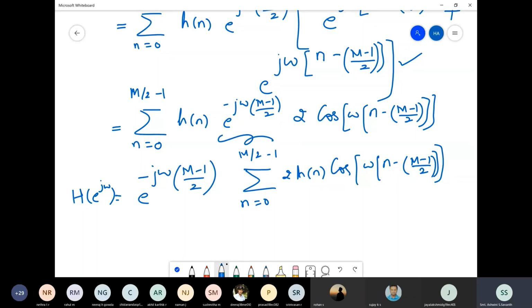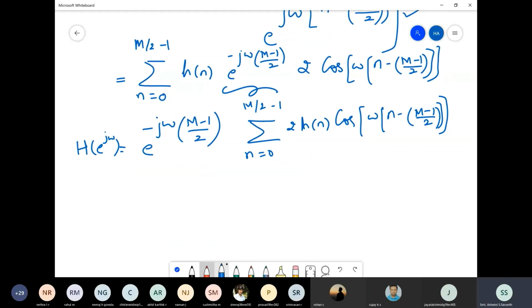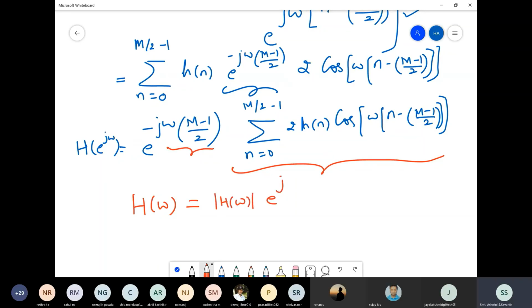So now, haven't we written this in the polar form? See here, this term is the magnitude term and this term in the power of the exponential is the phase term. Because the frequency response, if I have to write it in the polar form, is magnitude of H of omega into e power j phi of omega, r e power j theta. Okay, that's the polar form. So this gives you the magnitude of the complex term and this gives you the phase.